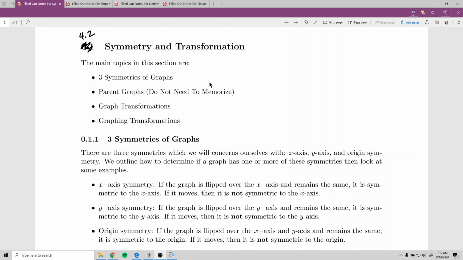Then there's the main parent graphs of functions. As I mentioned here, you don't need to memorize them, but it is helpful to see some of the names and their shapes along with them because we will be talking about some of them as we go through the class. Then most of the section will be spent on graph transformations. We'll first talk about how it works with formulas, what in words will happen if you do something to a formula, what happens to its graph, and then actually graphing a transformation.